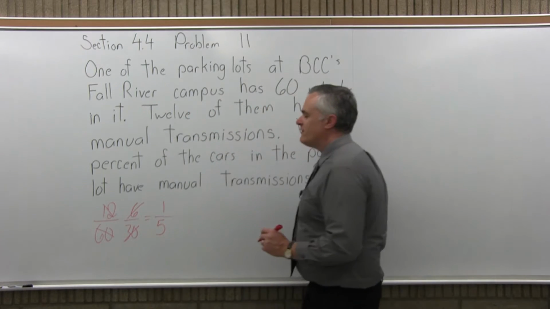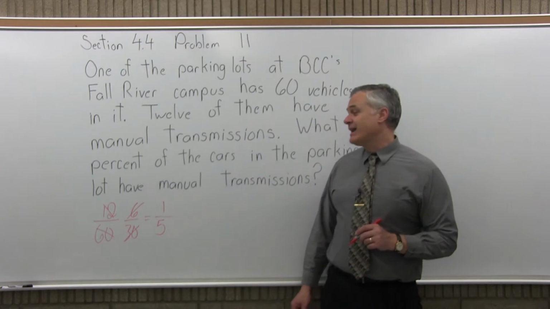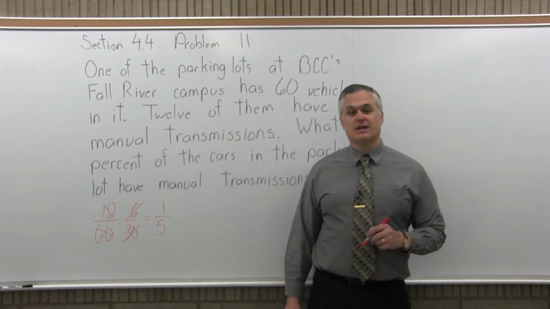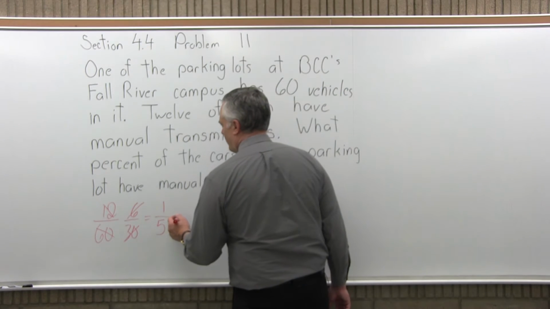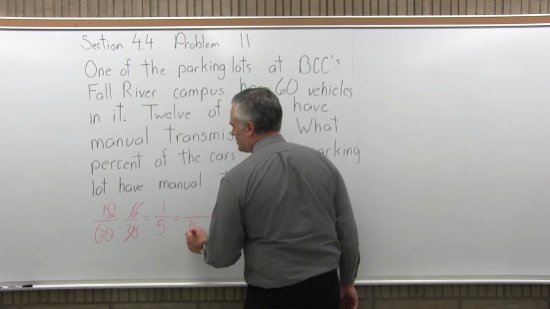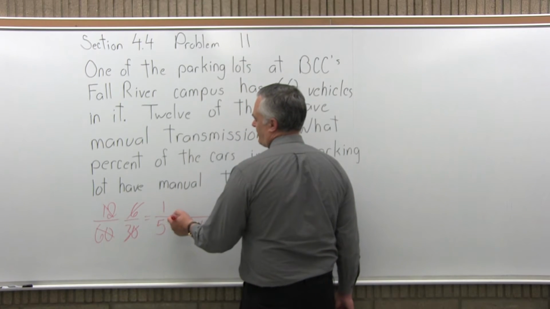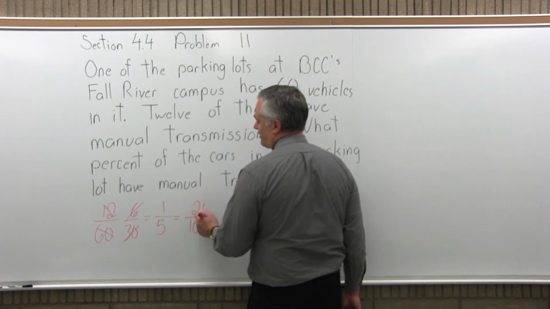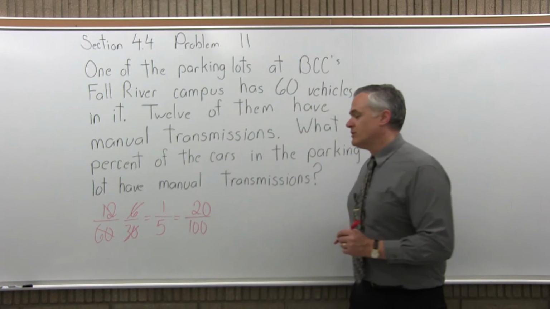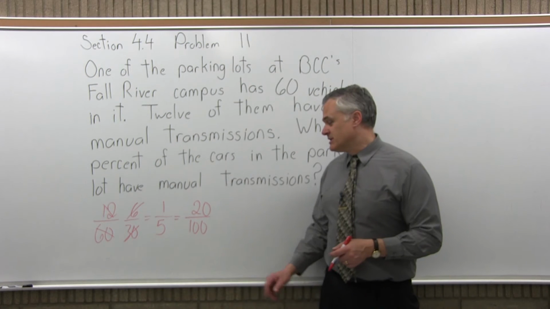So I have 1/5. Now that is a fraction where I can multiply something times the denominator to make it a 100. So I have a 5 in the denominator. 5 times 20 is 100. So if I multiply the denominator times 20, I must also multiply the numerator times 20. The numerator is 1. 1 times 20 is 20, which is easy.